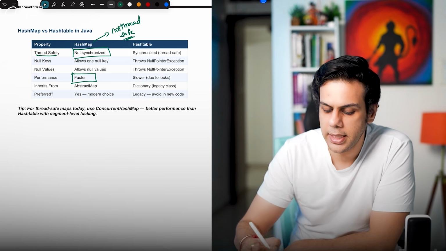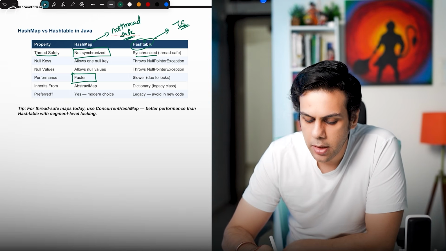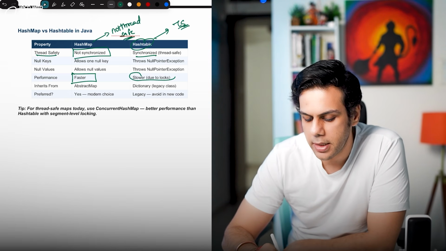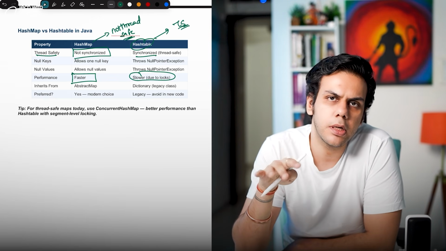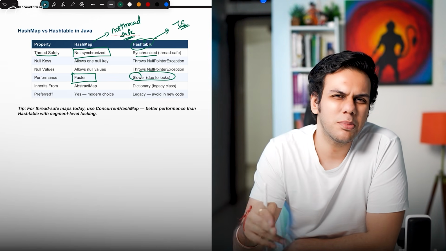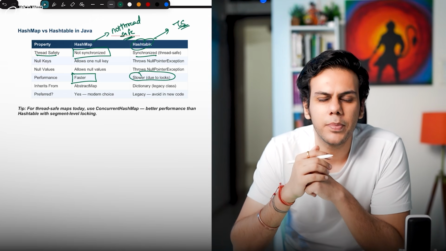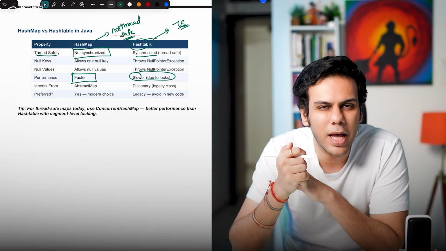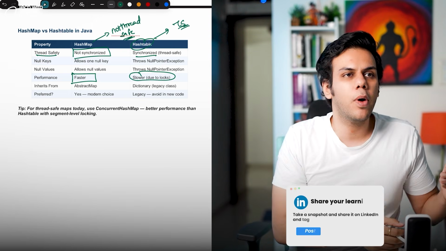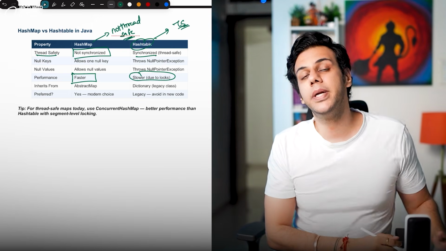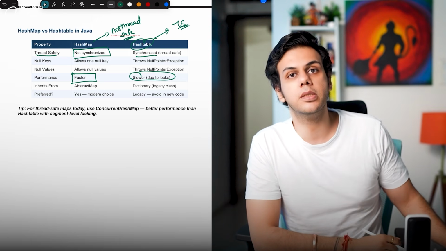This is not thread safe. Hash table is thread safe. It is synchronized, and because it is synchronized, it is slow. We started this particular class with some same terminologies. When you're talking about string buffer, what is string buffer? String buffer is synchronized. It is thread safe. You are going to use it in your multi-threaded environment and all. But string builder is not thread safe. It is not synchronized. That's the reason it is fast.